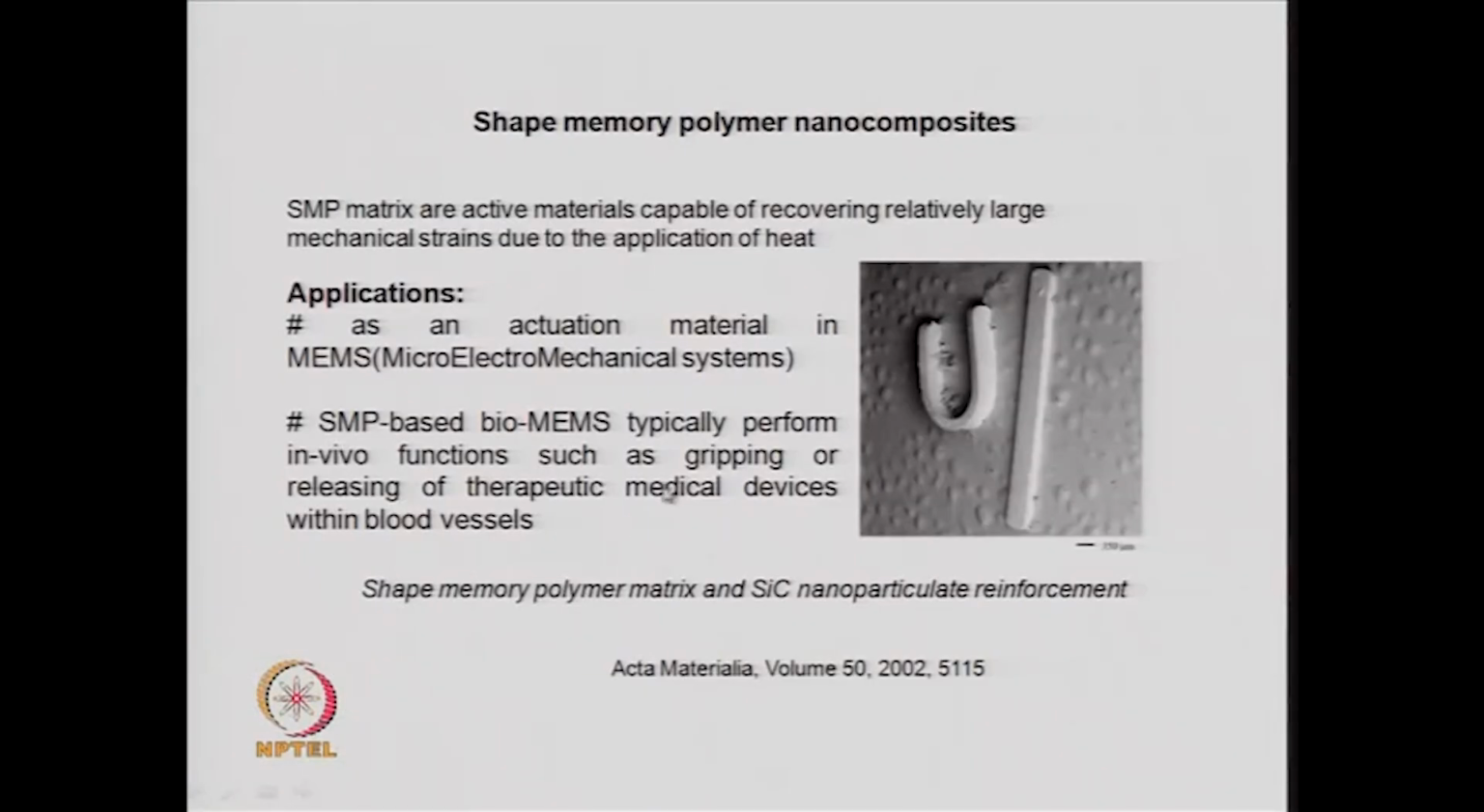So, depending on that, such kind of devices have been made in the area of biomems. The example shown here is basically of a polymer nanocomposite, where you have a shape memory polymer matrix and a nanoparticle. In this particular case, it is silicon carbide nanoparticles, which is a high strength material, and this silicon carbide with this shape memory polymer forms a composite and shows a variation in its shape depending on temperature.